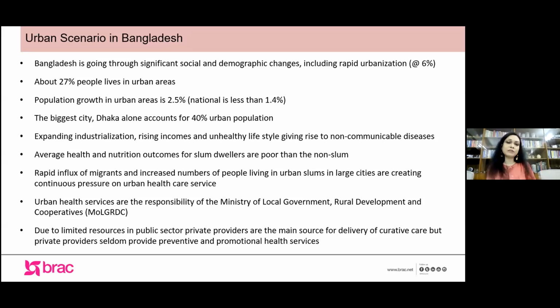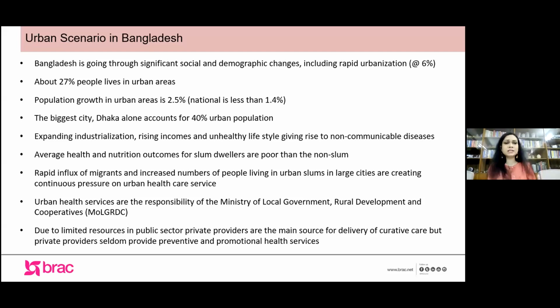At the same time, we are suffering from the triple burden of malnutrition, that is undernutrition, overnutrition, and also micronutrient deficiency. And we are also going through rapid urbanization, with a rate of about 6% a year. In some places, it's more than that. Currently 27% of people live in urban areas, and the population growth in urban areas is double that in rural areas, which is mostly due to migration from rural areas, mostly climate migration, and also due to loss of jobs in rural areas for various reasons.